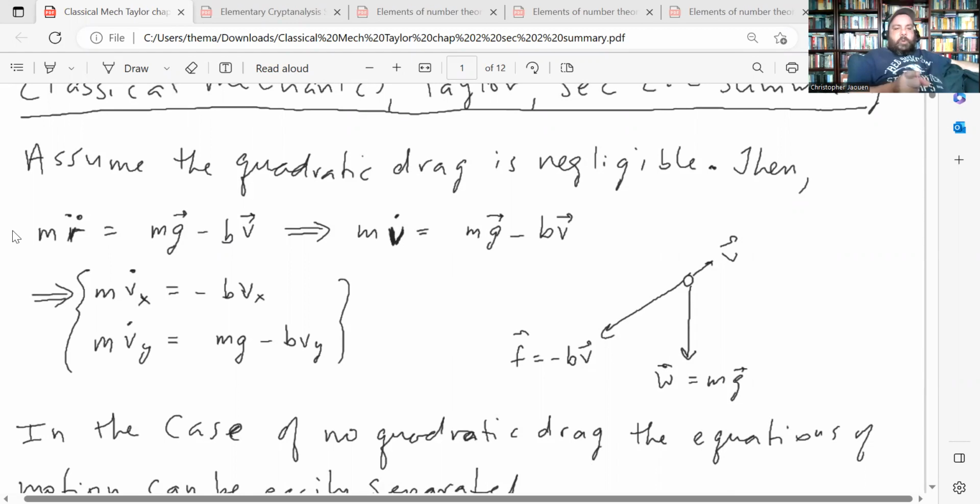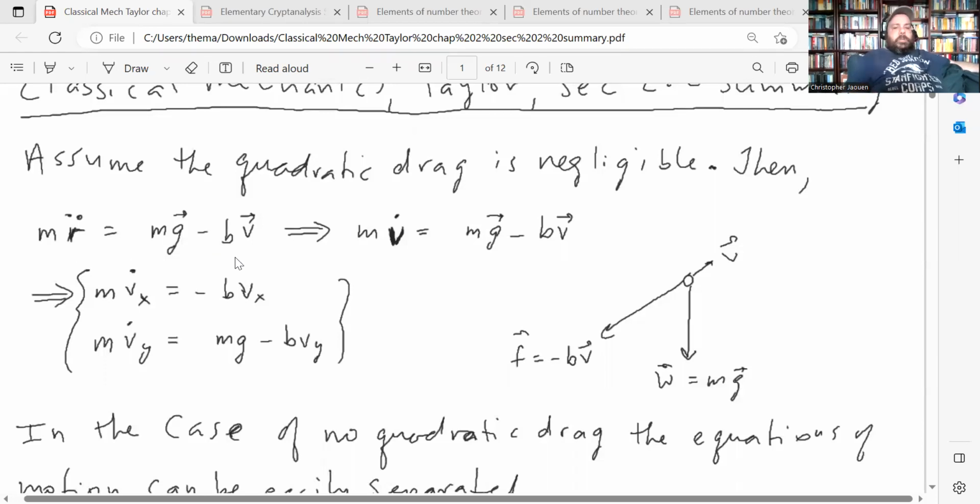The equation of motion that we get in terms of linear drag is given here. All right, so m times the acceleration, mass times acceleration, equals the weight of the object minus the linear drag force, so b times the velocity. Remember, that's proportional to the velocity.